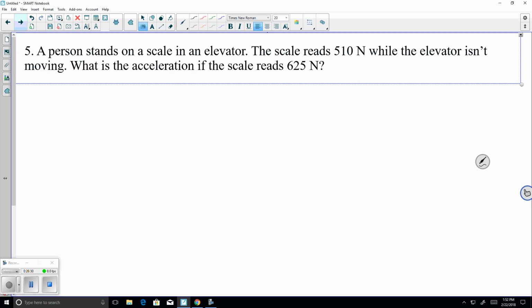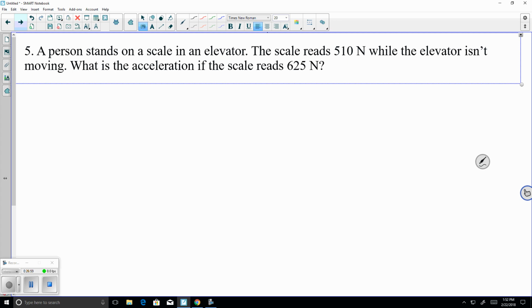Probably the simplest problem on the whole worksheet. Number 5, we have an elevator problem. A person stands on a scale in an elevator, and the scale reads 510 newtons while the elevator isn't moving. Remember that's important because when you're not accelerating, the normal force on a scale is equal to your weight. When the person's moving, the scale reads 625. So it's not the same. That tells us the person is accelerating.